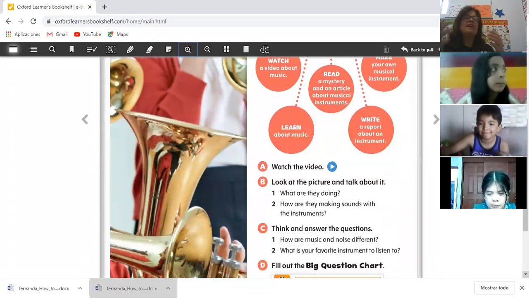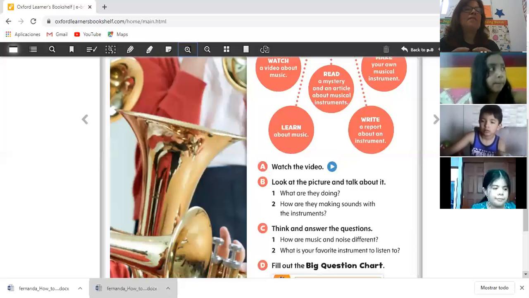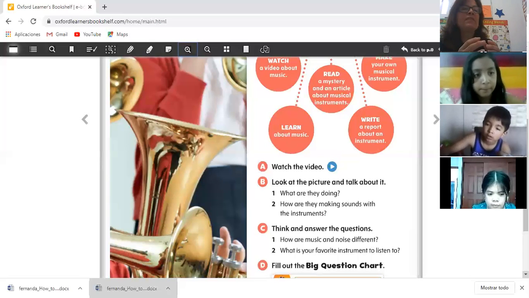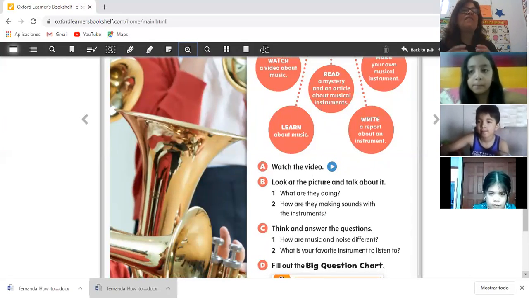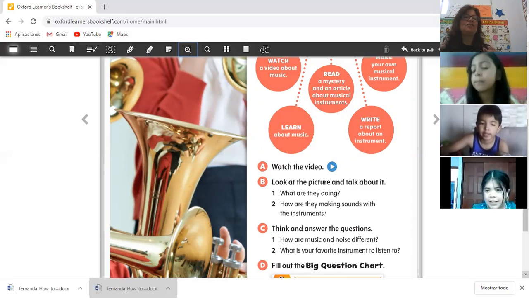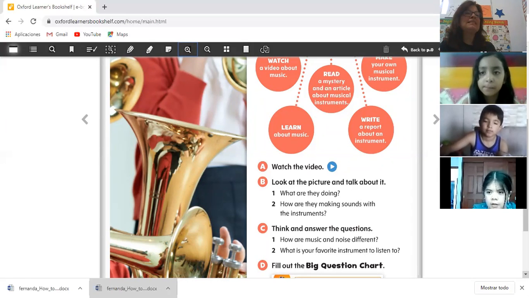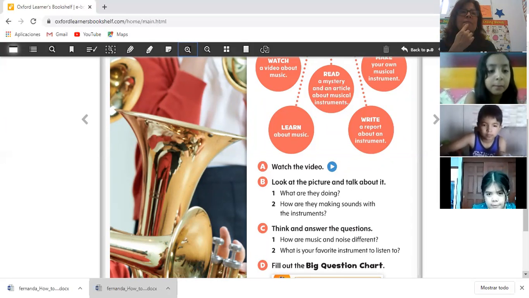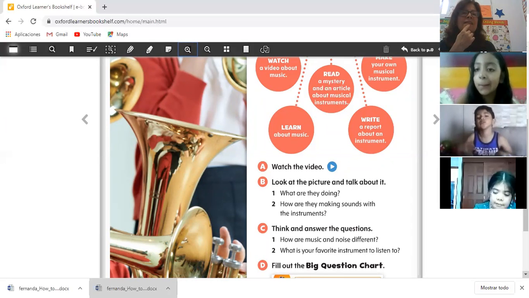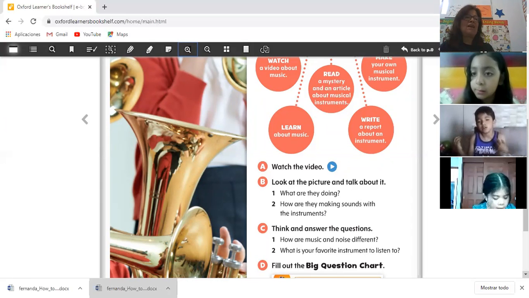Okay. What are they doing? What are the people in the video doing? They are playing instruments. Playing instruments. Okay. And how are they making sounds with the instruments? With the mouth? Yeah, with the mouth, with the hand. Okay. Good.